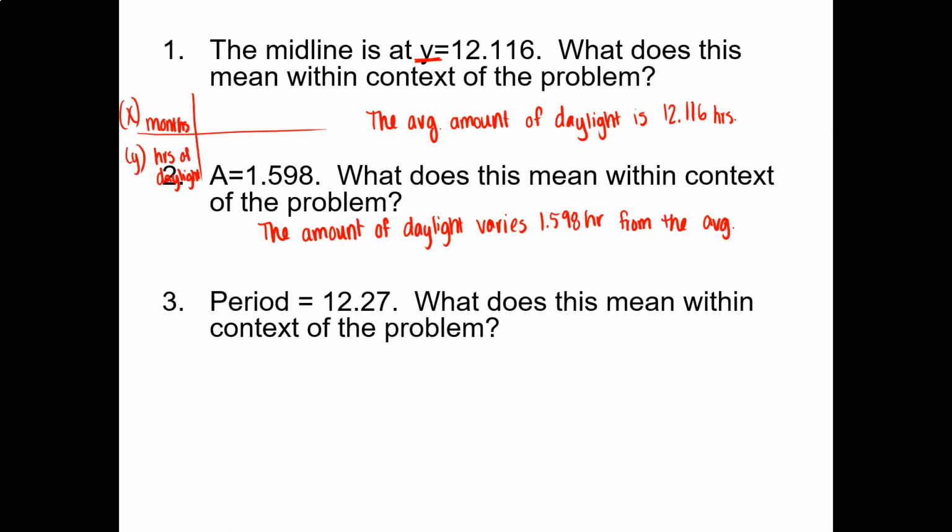All right, the period is 12.27. What does this mean within the context of the problem? It repeats every 12.27 what? What would I measure 12.27 in? Months. This period is talking about our x-axis there. So period tells you how often this is going to repeat.